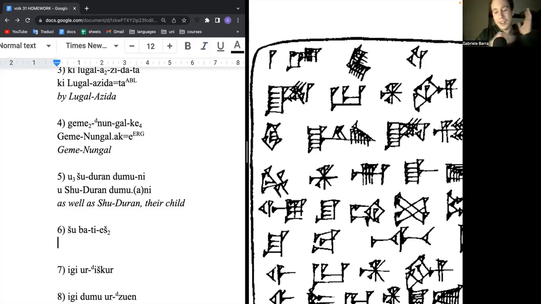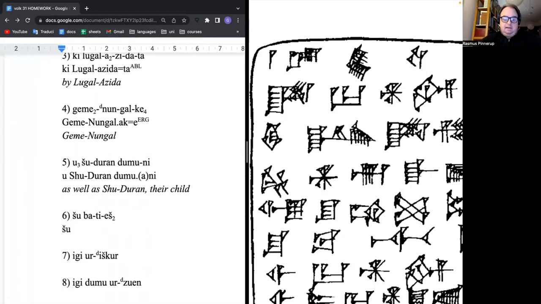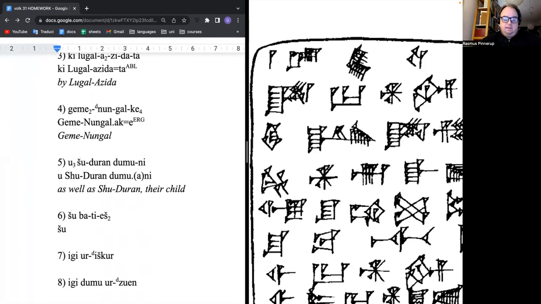Basically, the interesting parts in this tablet are concentrated in a couple of lines, and then it's just an endless list of names. So this line is fairly interesting. Okay, so we start with shu, which means hand. And then we have what looks very much like a verbal form.